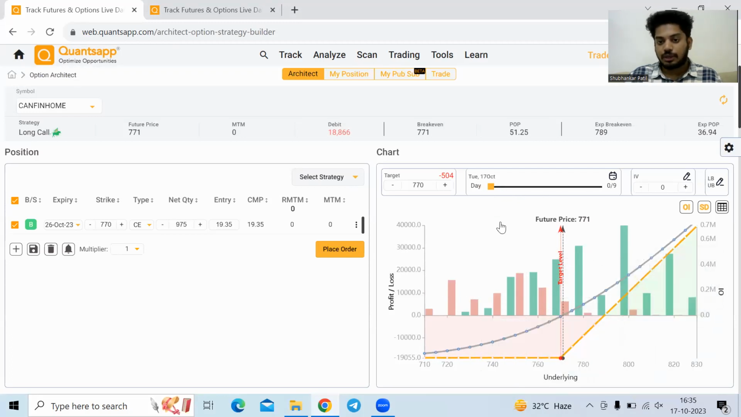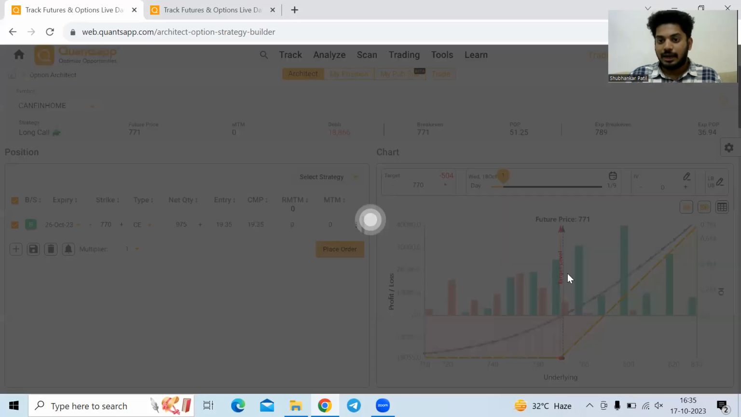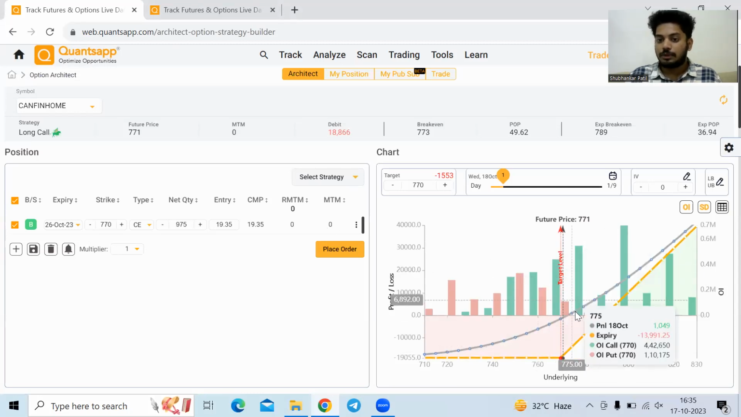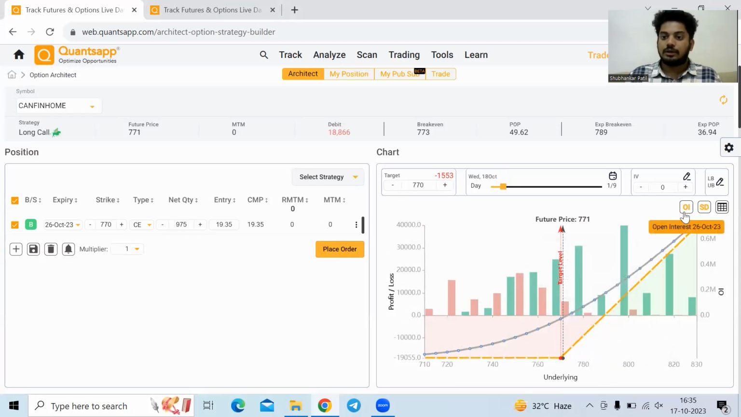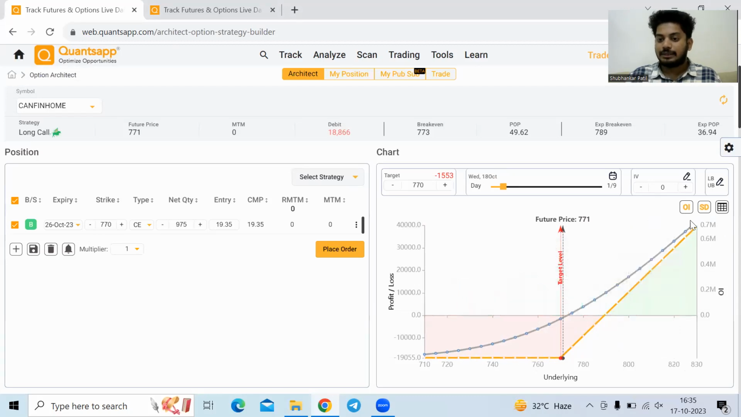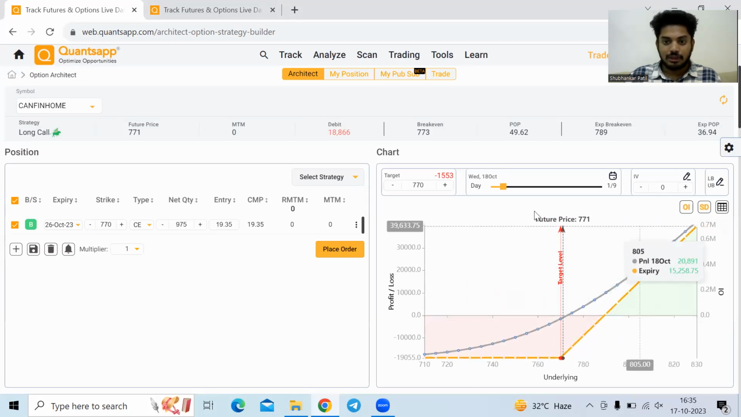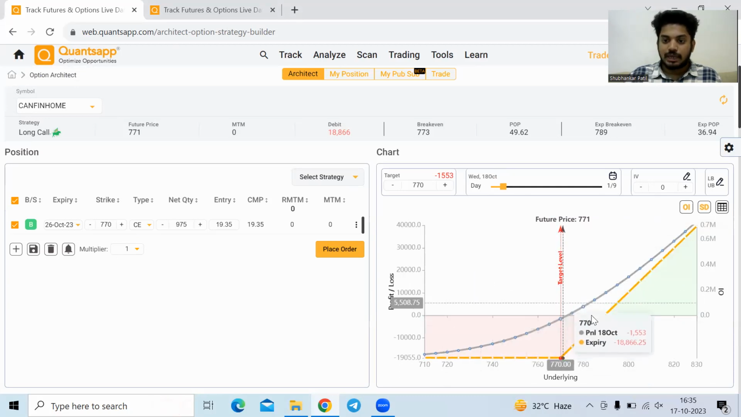Now let's say if I want to see how my PNL will look one day ahead from here, then I can just move the day slider by one day ahead and I can see at various levels of Canfin Homes how much PNL I might expect. Now if I just want to hide the open interest, then I can do that. Alright, and if I just want to hide or unhide the standard deviation levels, again I can do that. So this is a simple call option which I have bought.